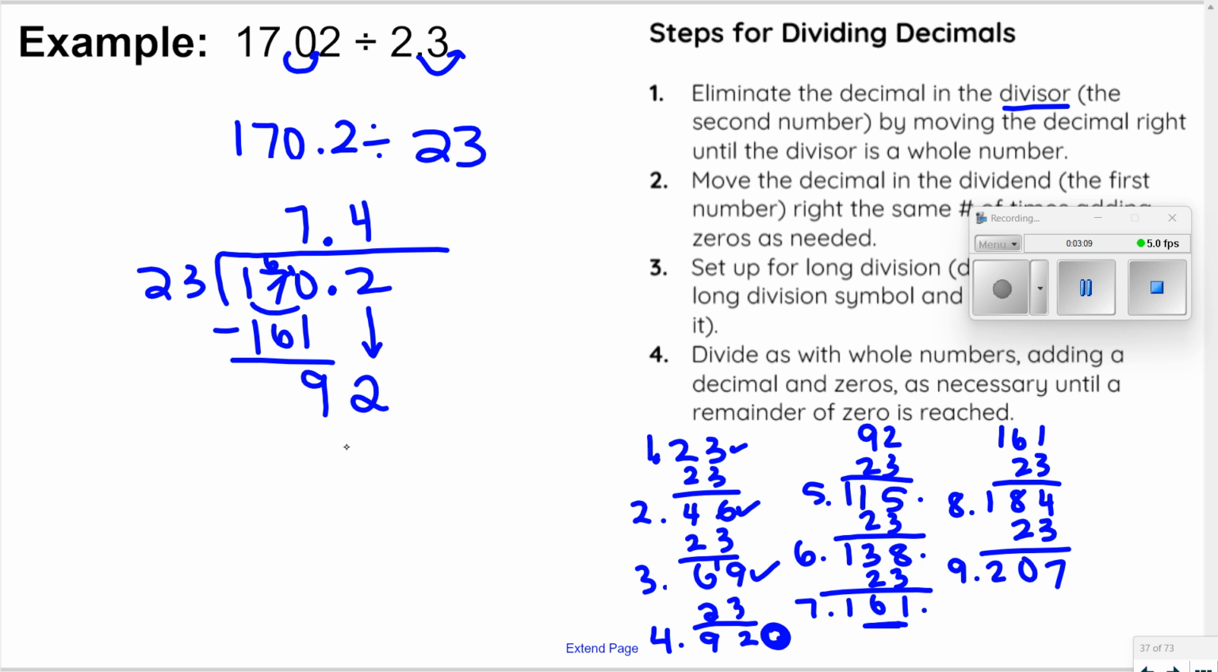So 4 times 23 we know is 92, and we have a remainder of 0, which is what step 4 says. Continue dividing until you get a remainder of 0. So 170.2 divided by 23 is 7.4, which also means in our original question, which was 17.02 divided by 2.3, that answer is also 7.4.